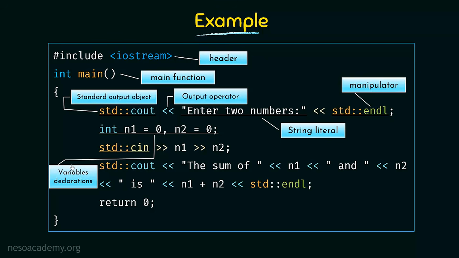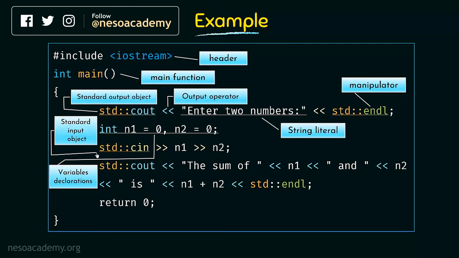Okay, so that is a variable declaration. And then next we have this std::cin, and then we have these two angle brackets that are opening to the left, and then we take n1, and again we have these two angle brackets opening to the left, and then n2. Now what do we mean by this?